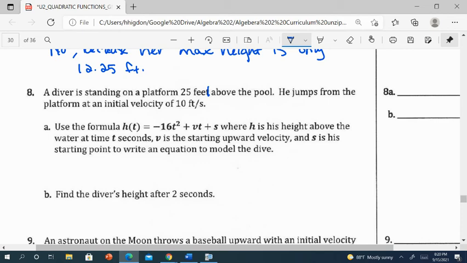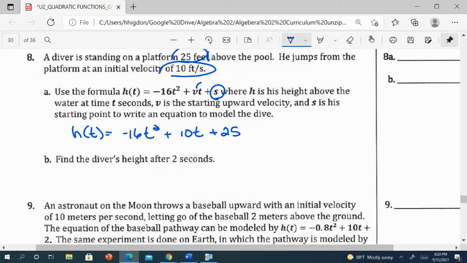Okay, so v is the initial velocity, and the initial velocity is 10 feet per second. And then the s is if they start on a platform or above ground level, and that's going to be the 25. So h of t is equal to negative 16t squared plus 10t plus 25. So there's the equation.